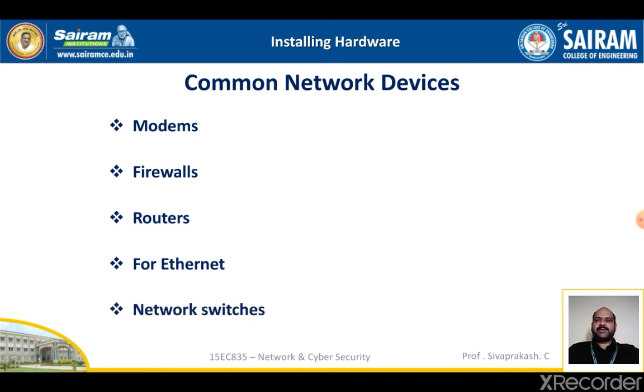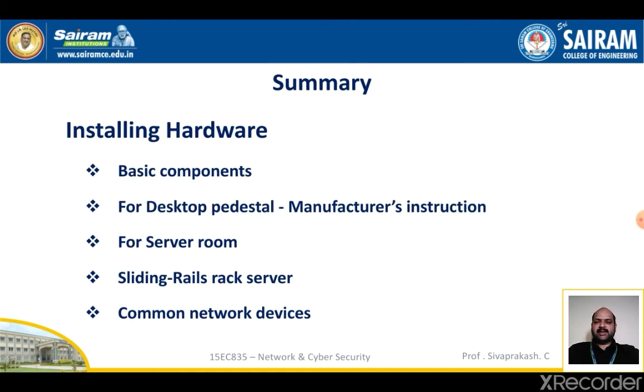Finally, we're going to see about network switches. Network switches are repeater devices which extend a network segment by mirroring all broadcast signals to additional cable connections. So in this video, we have come across the installation hardware, the basic components of a system or a desktop, manufacturer instructions to install the hardware in a desktop and for a server room, a sliding rail rack server, and common network devices.